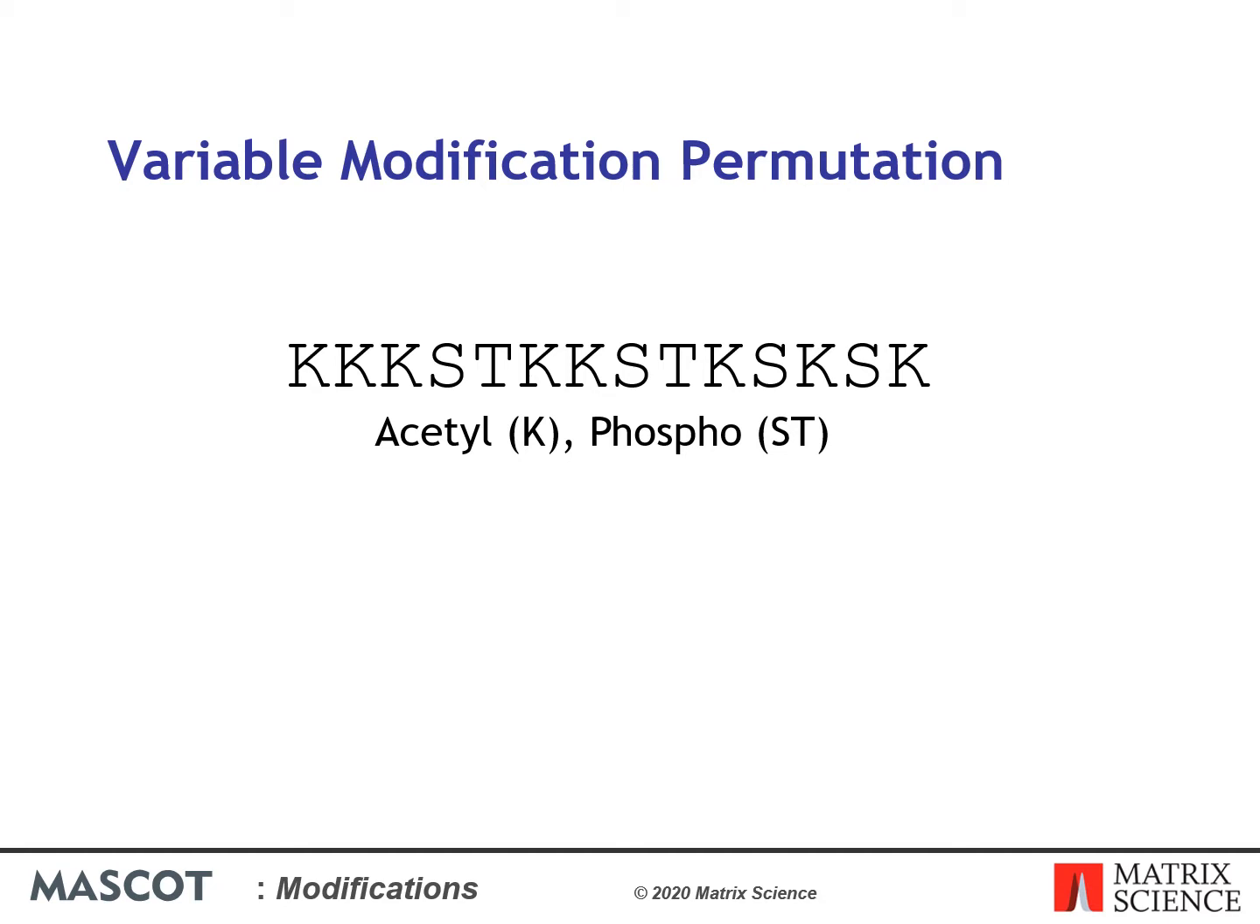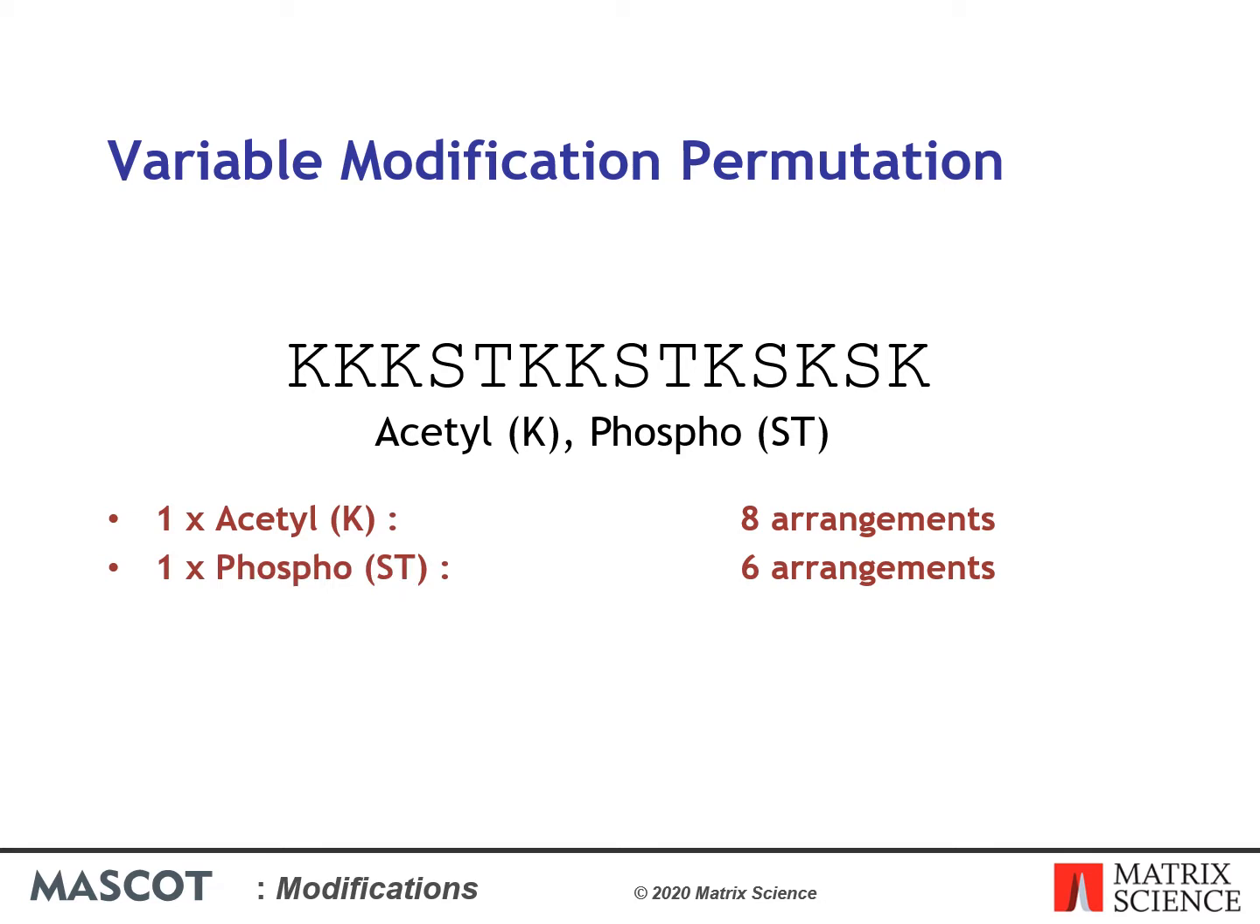Let's consider this slightly unusual peptide comprised of 8 lysine, 4 serine, and 2 threonine residues as an example. If we carried out a search with lysine acetylation and phosphoserine and threonine, if the precursor mass and tolerance allowed for a single lysine acetylation, there are just 8 possible arrangements of this. Likewise, if a single phosphorylation was possible, there are just 6 possible arrangements.